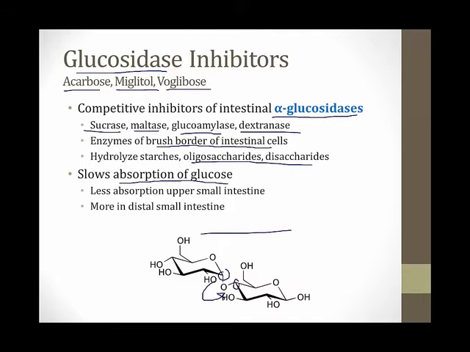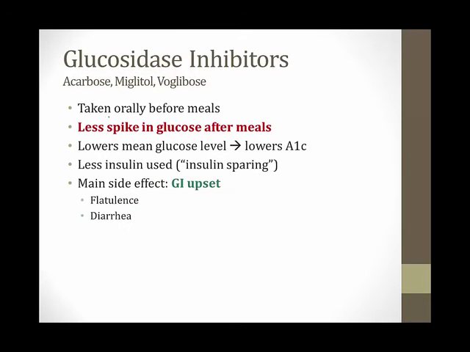As a result, patients taking glucosidase inhibitors have less absorption of glucose in their upper small intestine. They get more absorption distally in the distal small intestine. These drugs are taken orally just before eating, and as a result of taking a glucosidase inhibitor, patients will have less of a spike in their glucose after meals. That's because the glucose is absorbed more slowly. This means their mean glucose level will be lower, and therefore they will have a lower hemoglobin A1C value.